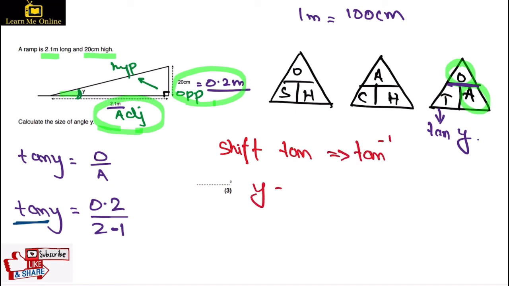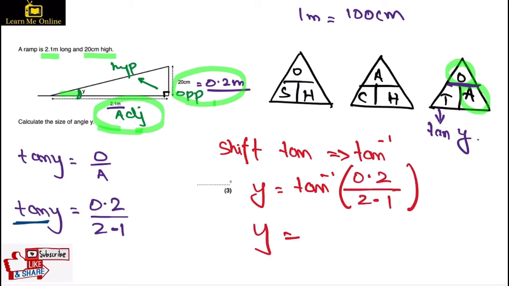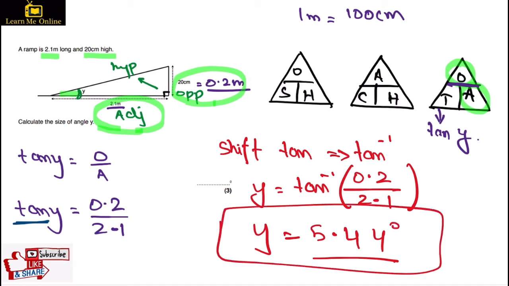So to find the angle y, you do tan inverse of the fraction, which is 0.2 over 2.1, and you get the angle y equals 5.44. So here you have the angle y, which is 5.44, and we write it down. This is what we have been looking for.